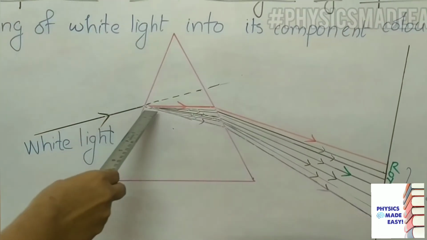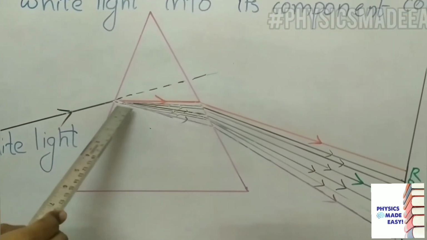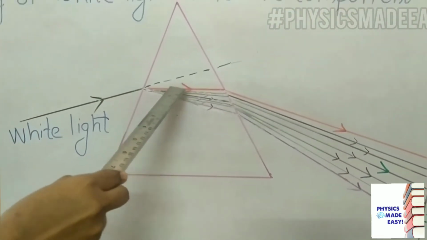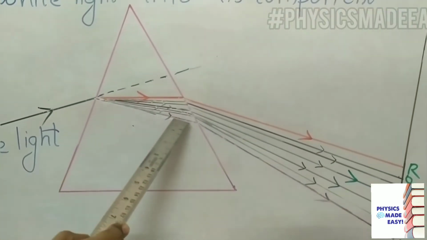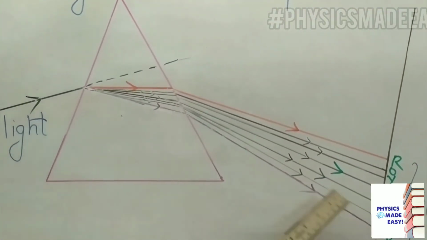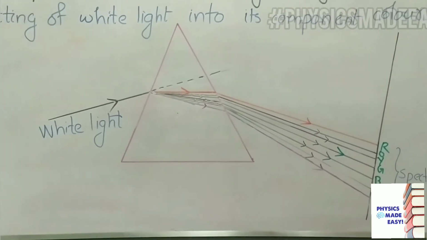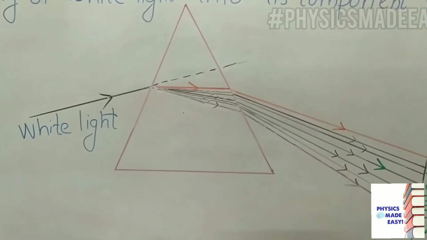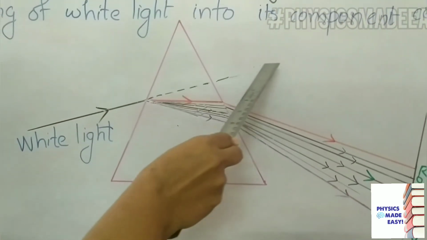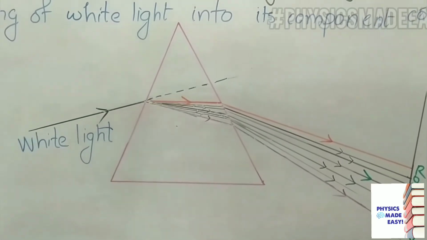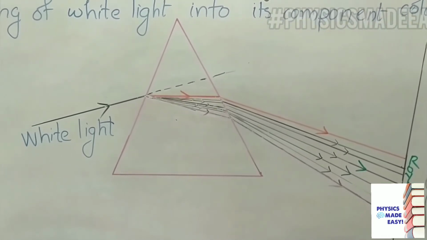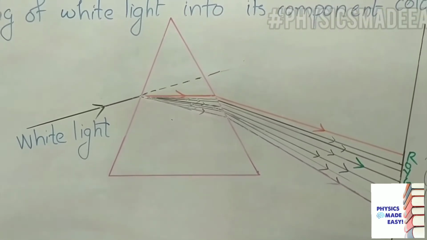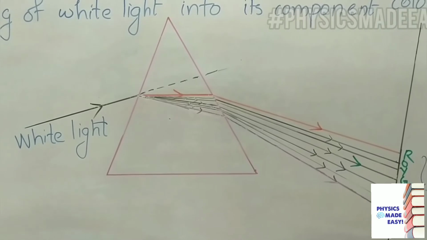Here you can see the red color bends least and the violet color most. From this we can say the deviation is least for red color and most for violet color. Different colors of this white light bend through different angles with respect to the incident ray of light. That's why the angle of deviation is different for all these different colors, and a prism can split the white light into its component colors.